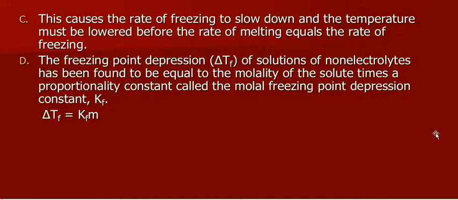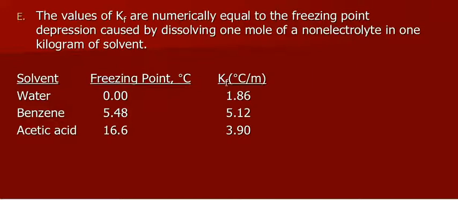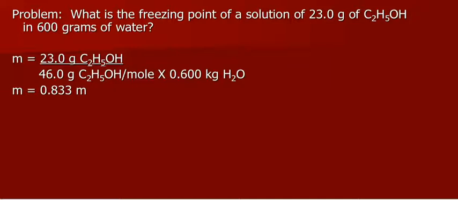Our equation for freezing point depression, delta Tf, very similar to the boiling point elevation, is Kf times m. And again, K is that constant, and it depends on the solvent. So I will give you the Kf values when we're solving these freezing point problems. So what is the freezing point of a solution? We have 23 grams of C2H5OH and 600 grams of water. First thing, find the concentration. My solute is C2H5OH, my solvent is water. So I found the concentration.